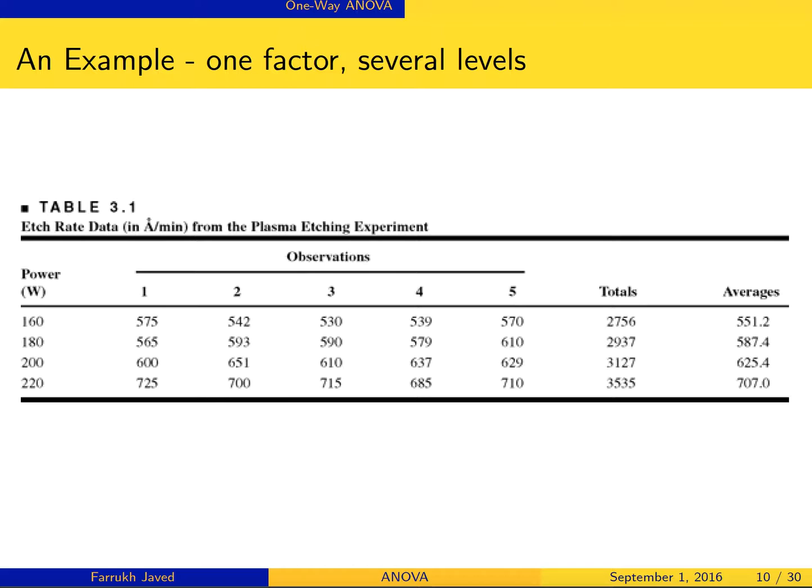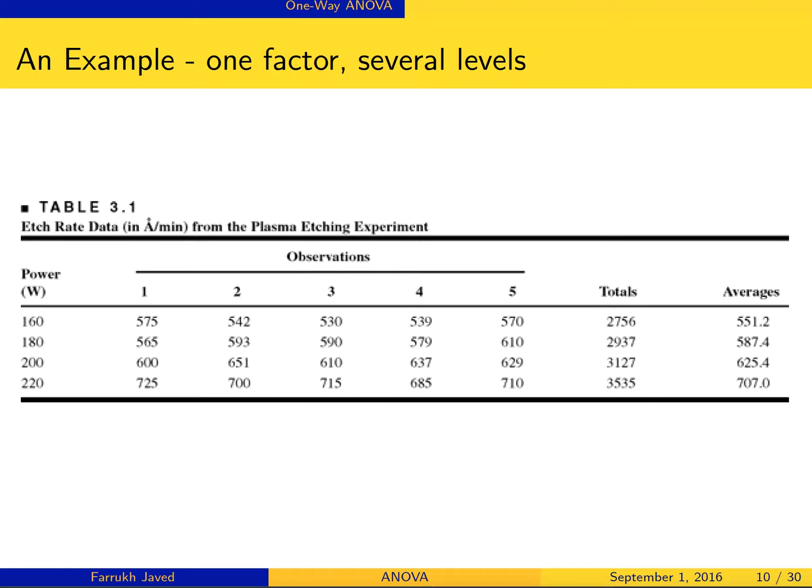Now she has values here. So at each power level, she has 5 observations. These are the observations, and you can have a row total, for instance, and also the row averages at each level, for instance, at each power level.